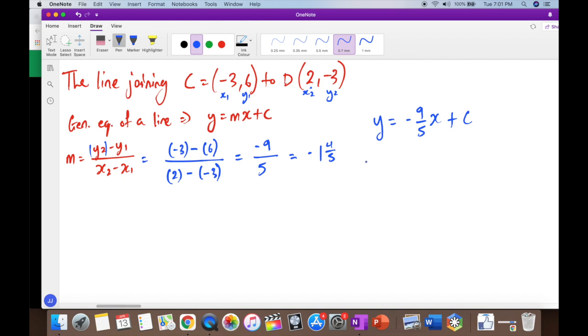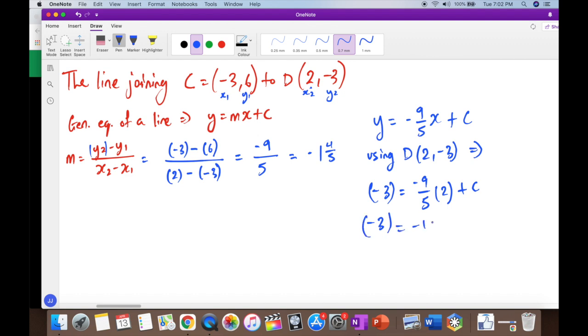So now it's time to find c. Which point did you guys use? Let's use D, because D has smaller numbers. D being 2, negative 3, implies y is negative 3. So I'll put negative 3 in place of y, and that is equal to negative 9 on 5 x, which is 2, plus c. So negative 3 is equal to 9 2s are 18, negative 18 on 5 plus c. So therefore c is negative 3 plus negative 18 on 5.